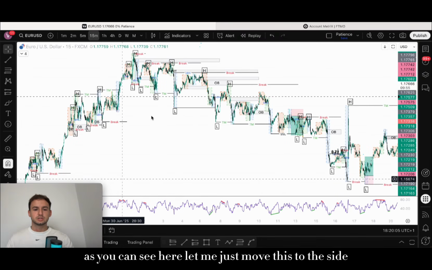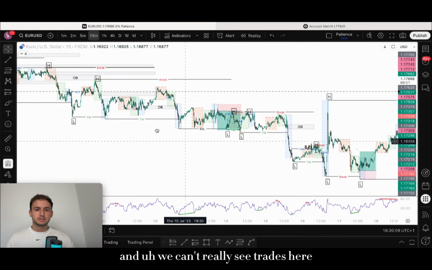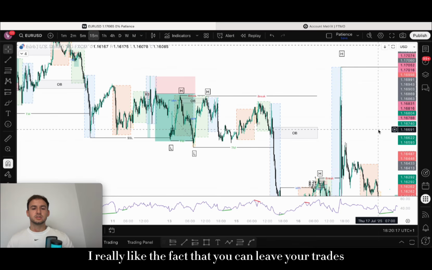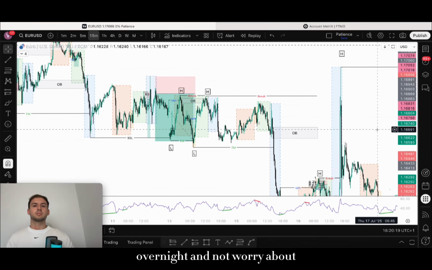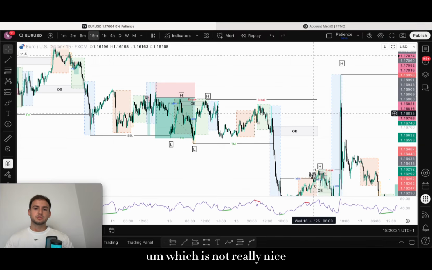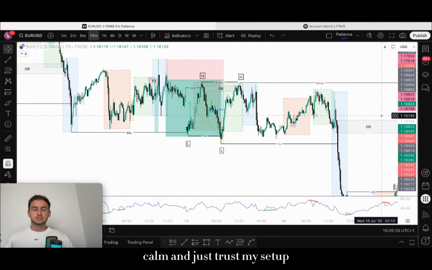Let me just move this to the side. This is the start of July, and we can't really see trades here, but this is the swing position that I took. I really like the fact that you can leave your trades overnight and not worry about whether the news can stop you out, or if the trade goes to your TP within the first 2 minutes of the news, then you will lose your account, which is not really nice. So this helped me to actually stay calm and just trust my setup.